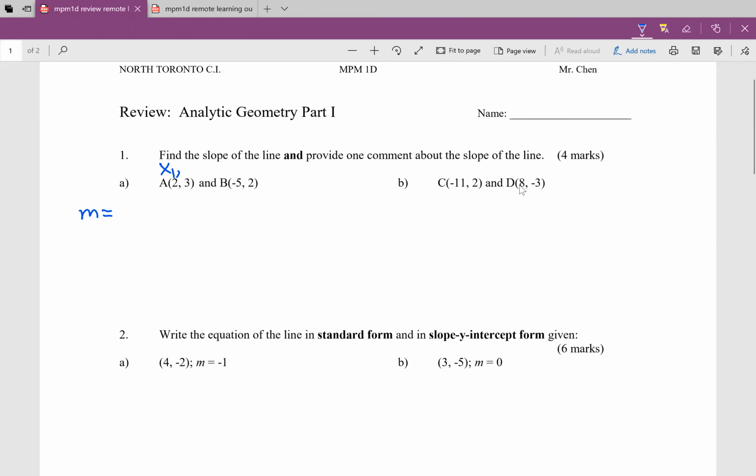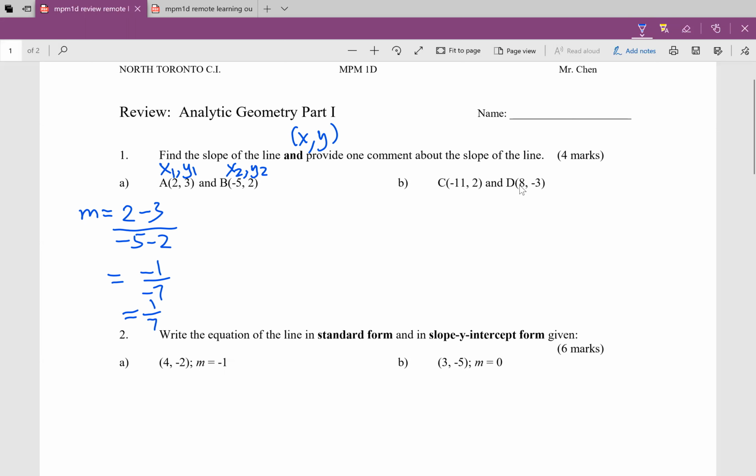Point A could be our first point, and point B could be our second point. Notice we always go x, y. So in this example, I'm going to do 2 minus 3, all divided by -5 minus 2. We get our answer of -1 over -7. But a lot of you realize that this fraction can actually be reduced to positive 1/7.